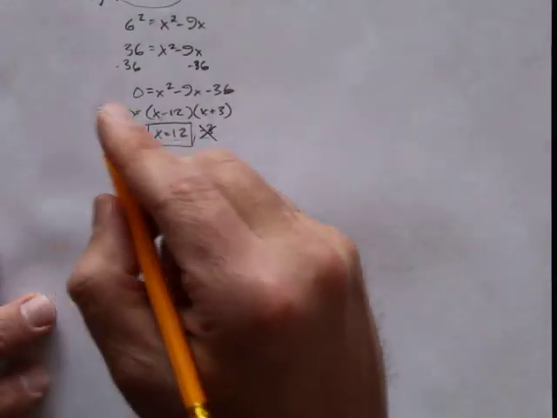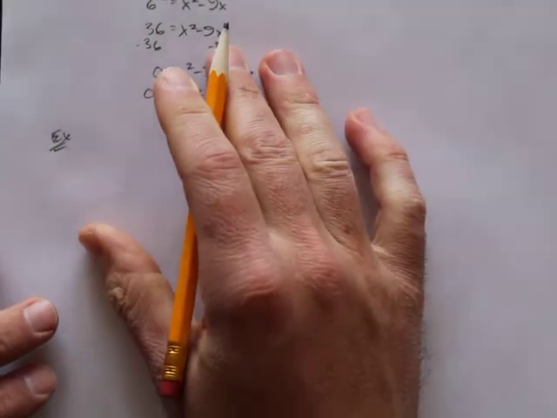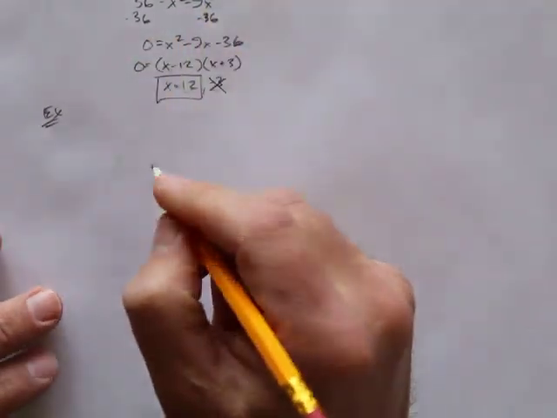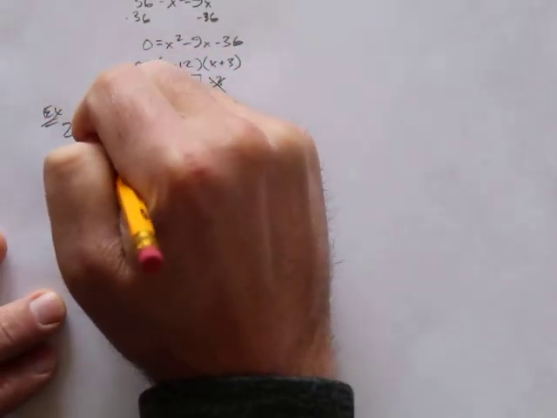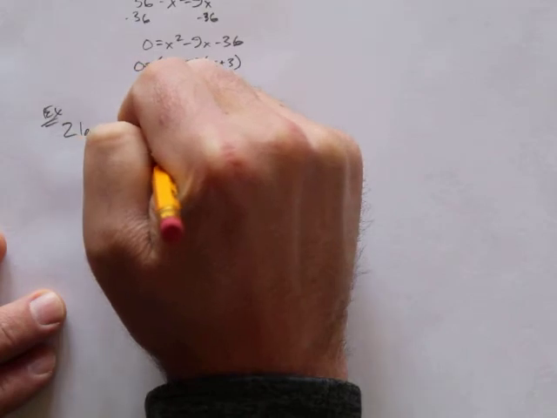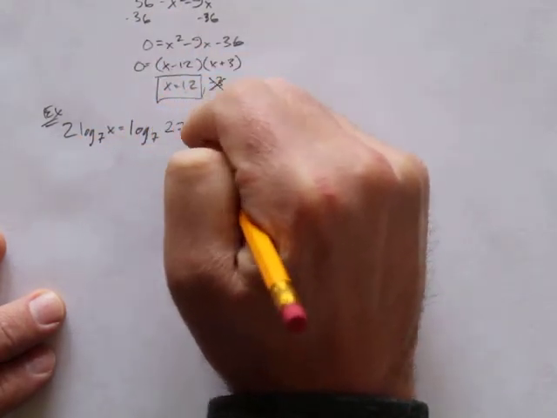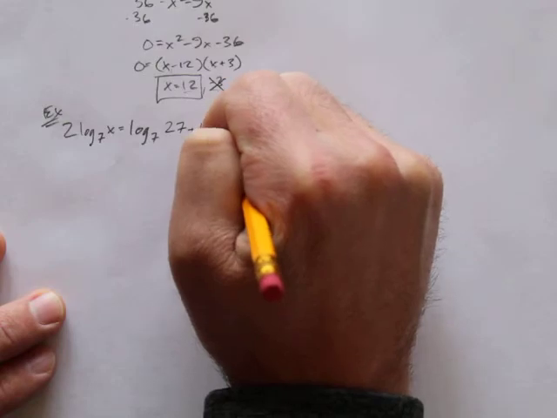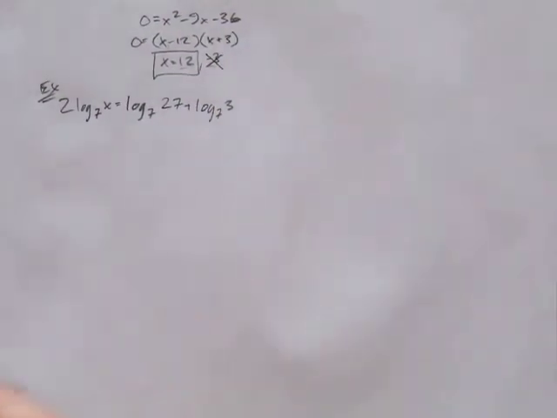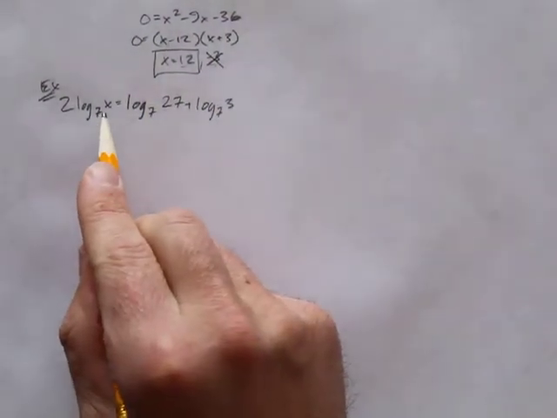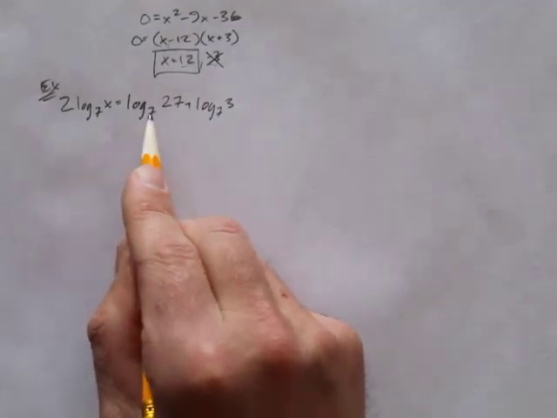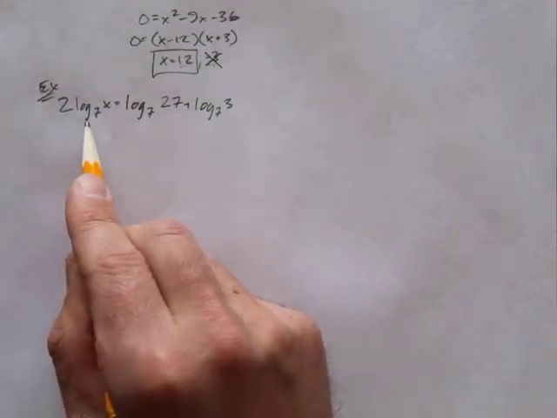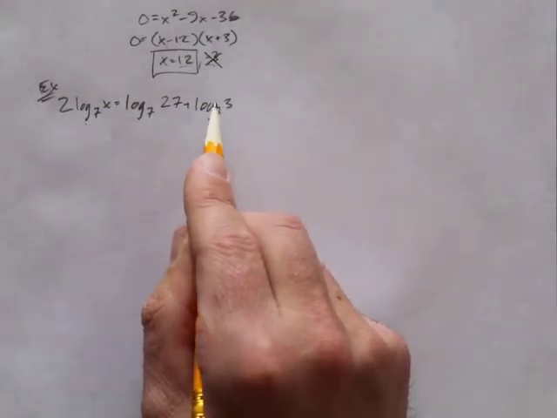Let's do another one. Let's do this. 2 log base 7 of x equals log base 7 of 27 plus log base 7 of 3. Cool. So I want to solve for x. Now I've got 7, 7, okay, all my bases are 7. Let's make sure I wrote this right.